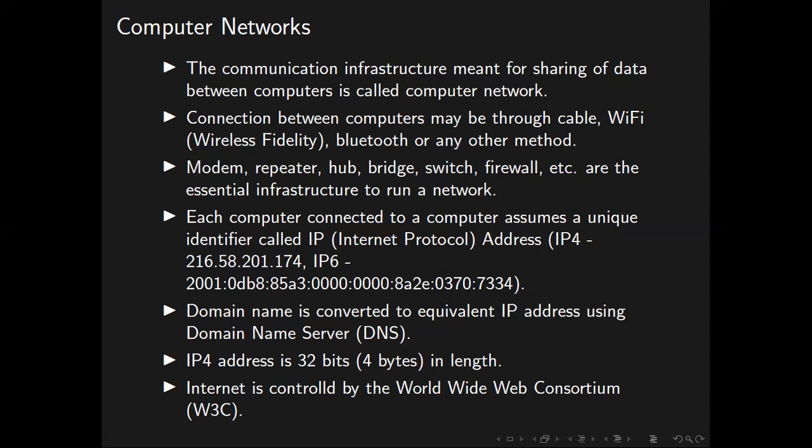Connection between computers may be through cable, RJ45 cable. We are using RJ45 or Cat6 cable. Our cable is called category 6 cable, Cat6 cable. It has got eight wires, four pairs of wires. Through cable or Wi-Fi. What is the full form for Wi-Fi? Wireless fidelity. Can you repeat? Wireless fidelity.